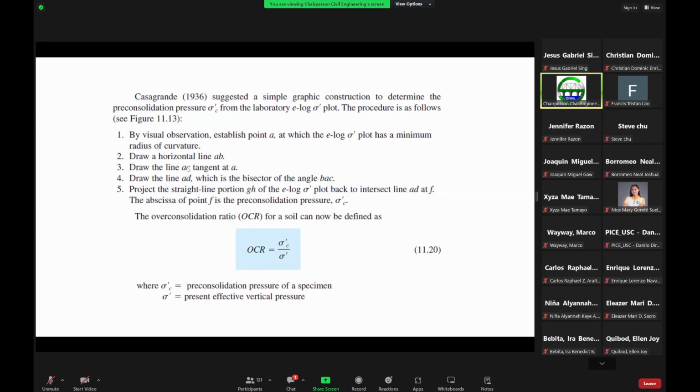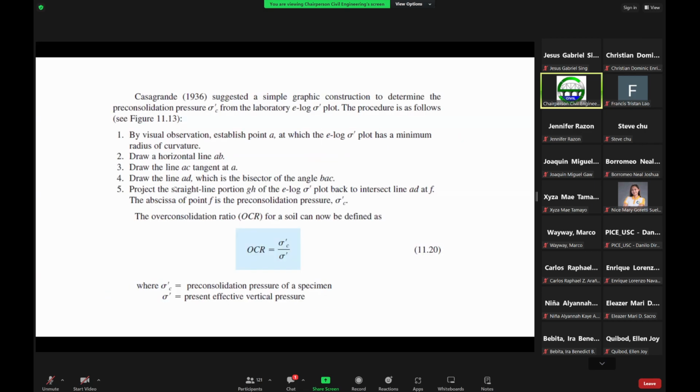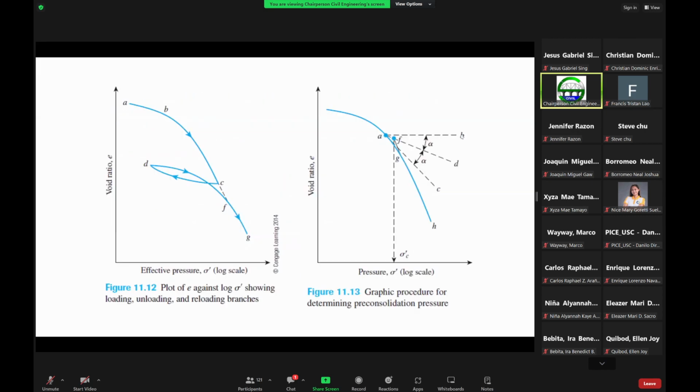Next, we draw the line AC tangent at A, so a tangent line to A. Then you now have two lines, this one here, AB and AC. Then we draw the line AD, which is the bisector of the angle BAC. If you now have this angle here, BAC, we draw an angle bisector. We draw a line here, which we call AD now. This is now the angle bisector.